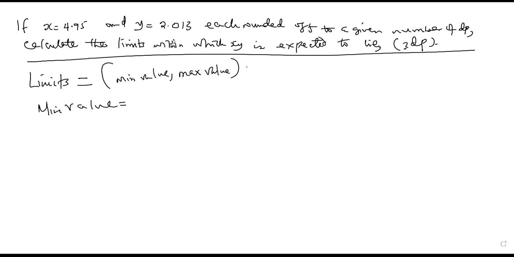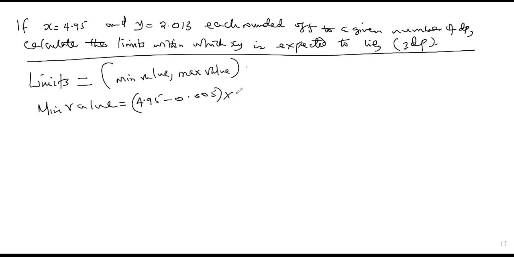To get the minimum value of xy, we are looking at xy. So we minimize everything. If we are to get the minimum value, we shall minimize everything. So we shall minimize x, so it will be 4.95. We subtract the error 0.005.